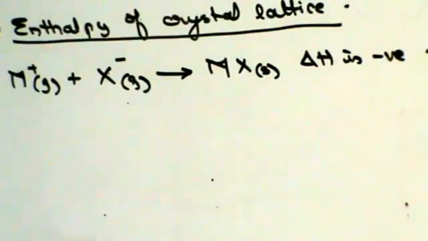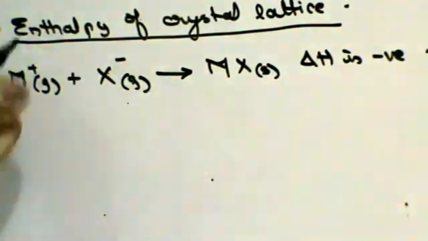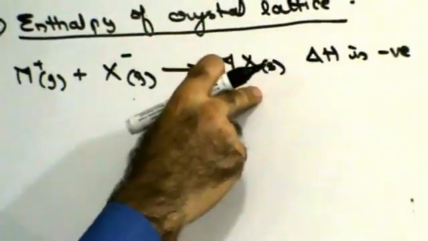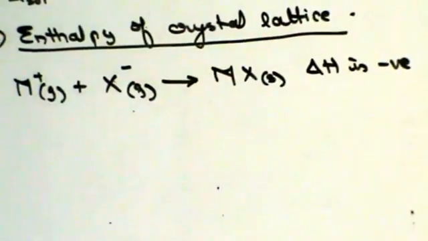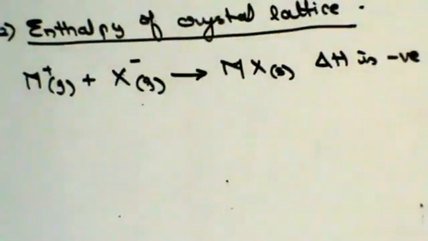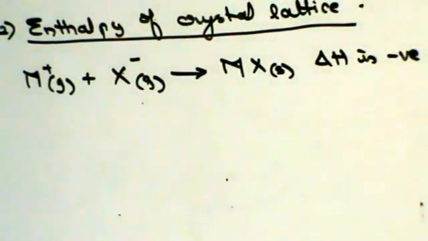To react the gaseous ion with another gaseous ion to form a molecule which will be in solid state, which will be in crystal lattice state, the amount of heat energy that is going to be evolved or absorbed in this case is called enthalpy of crystal lattice. Fine, do we get this clear? Right? So let's just write this down.